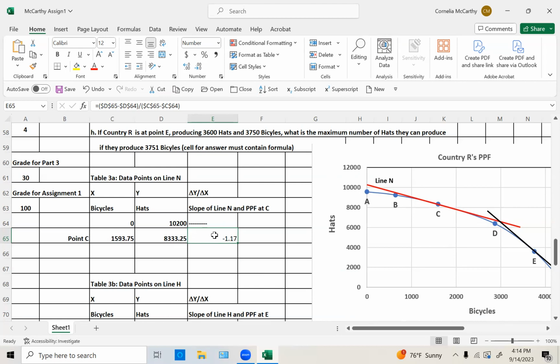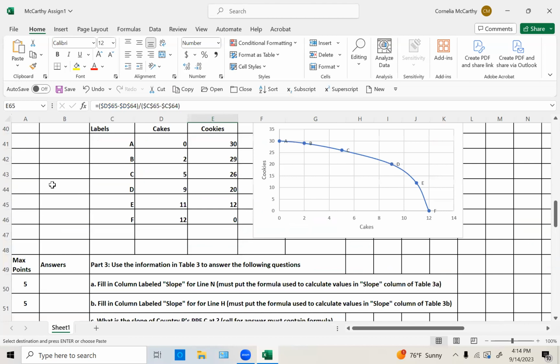So highlight that, copy it to our clipboard, move up here, and fill in the answer by saying paste. And you'll notice that it's copied the formula exactly, and we get the same value here.